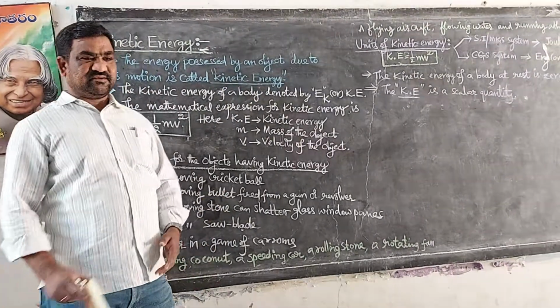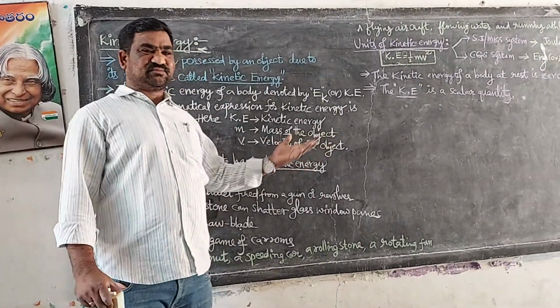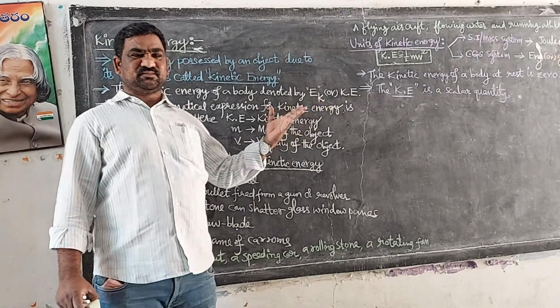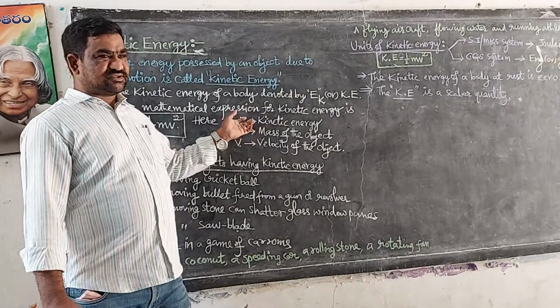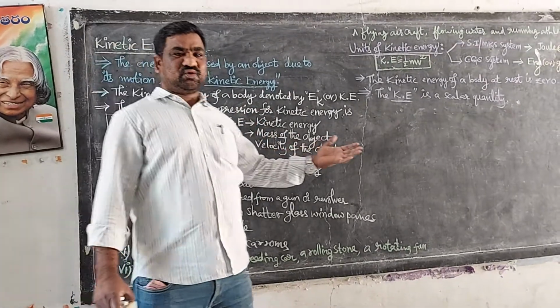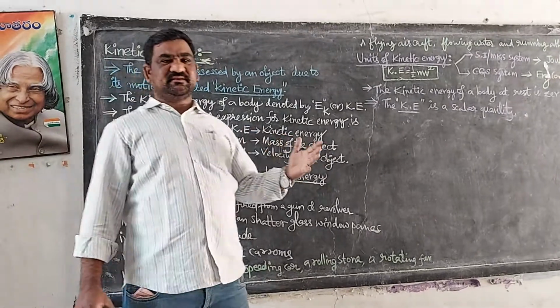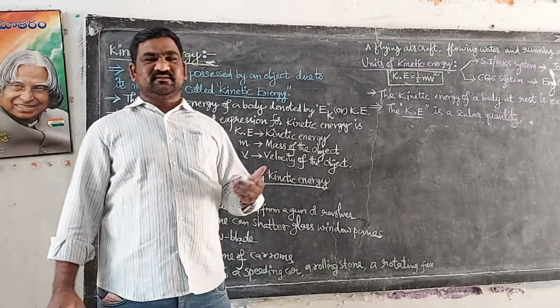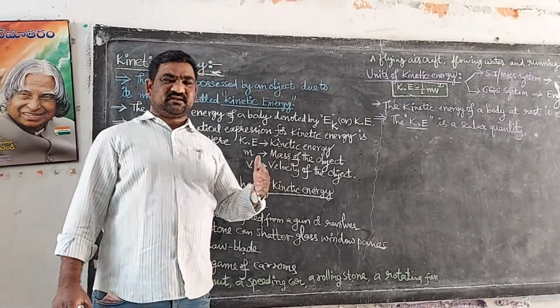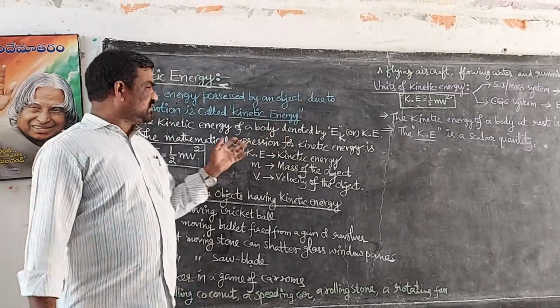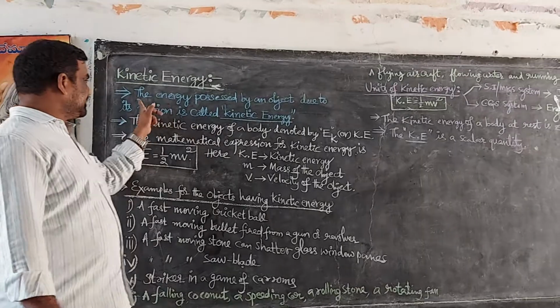Generally, when a body is in rest position, it acquires no energy. That means it possesses no energy. So the energy of a body which is at rest is zero. But when the body is in motion, it possesses or expresses some energy. That energy is called kinetic energy.